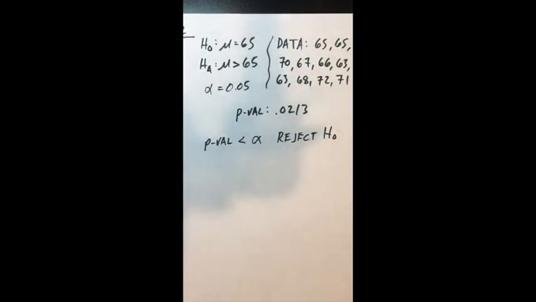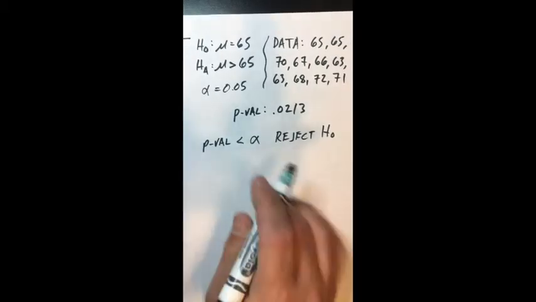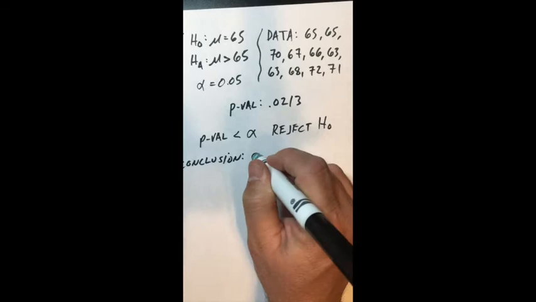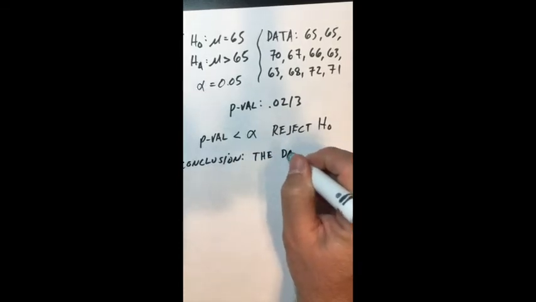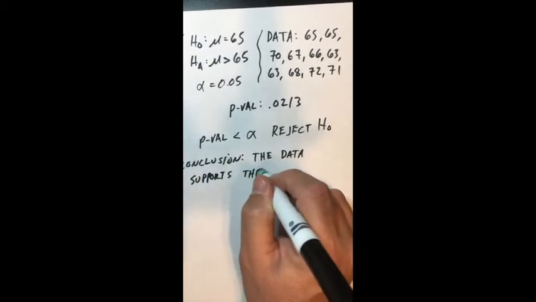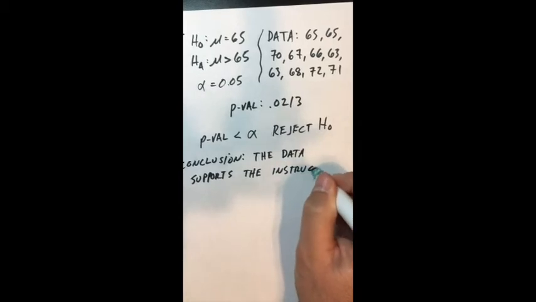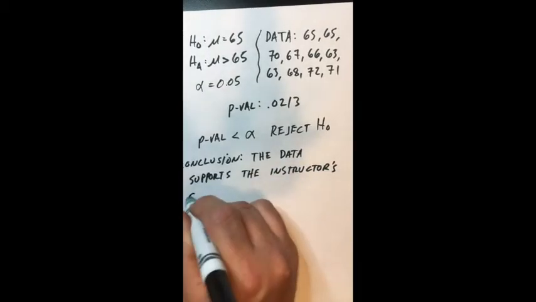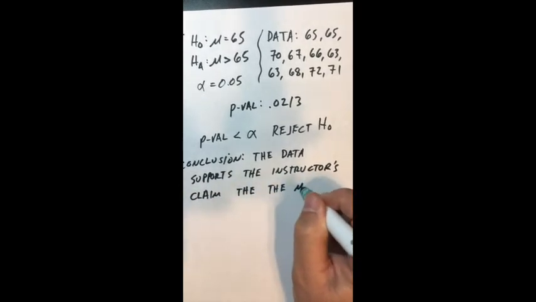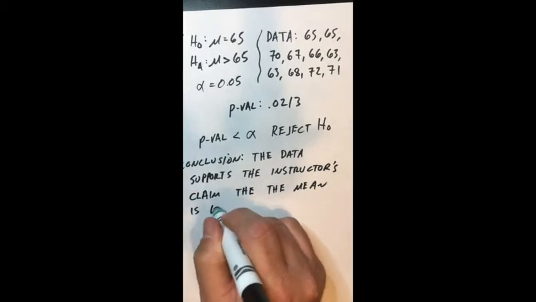So in this case, the students believe that the mean is 65. The instructor believes that the mean is greater than 65. So what we might want to do in our conclusion is say that the data supports the instructor's claim that the mean is greater than 65.